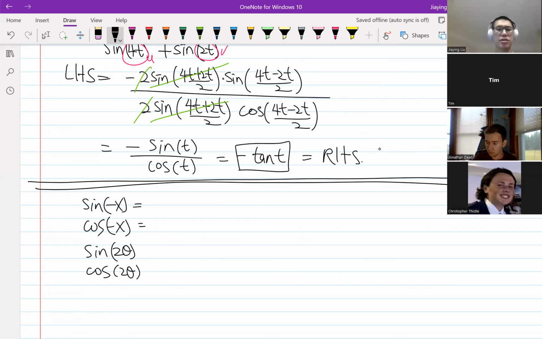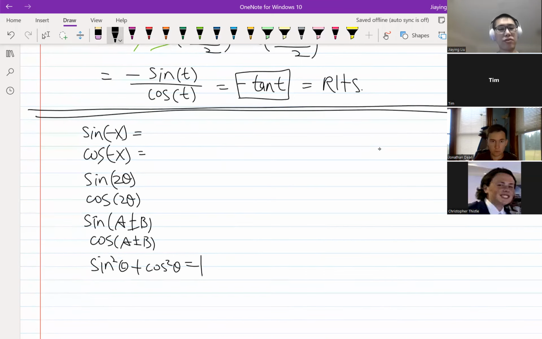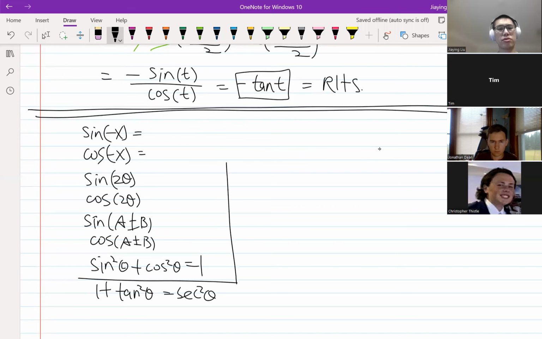Let's see, is there anything else? You have to know trig identities, like sine squared theta plus cosine squared theta equals 1. And it would be nice if you know 1 plus tangent squared theta equals secant squared theta. But those you have to know very well. If you don't know them, a lot of times it's difficult to solve equations, to simplify, or to prove identities.